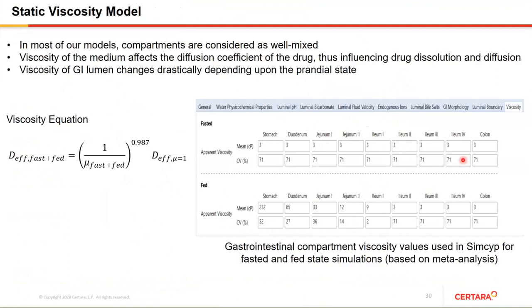In addition, we also included the static viscosity model. In most of our models, the compartments are considered well stirred. We had viscosity values in different segments of the gastrointestinal tract for fasted and fed states, based on meta-analysis. You can imagine that the viscosity is increased in the fed state, and the increased viscosity would have an effect on drug dissolution and diffusion. So we used the static viscosity model while developing this model.